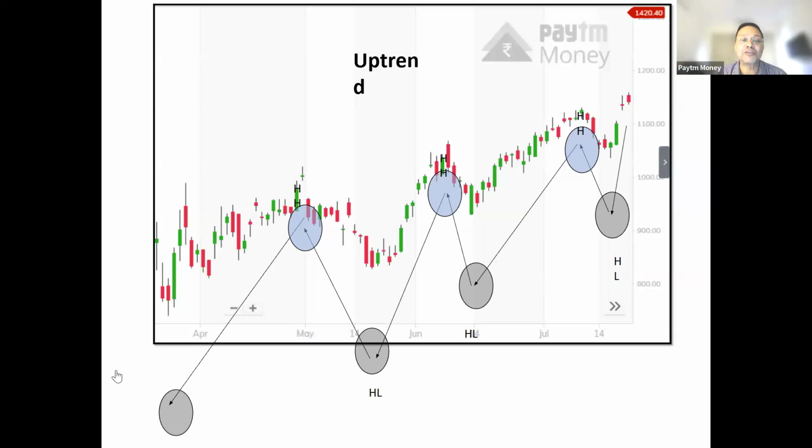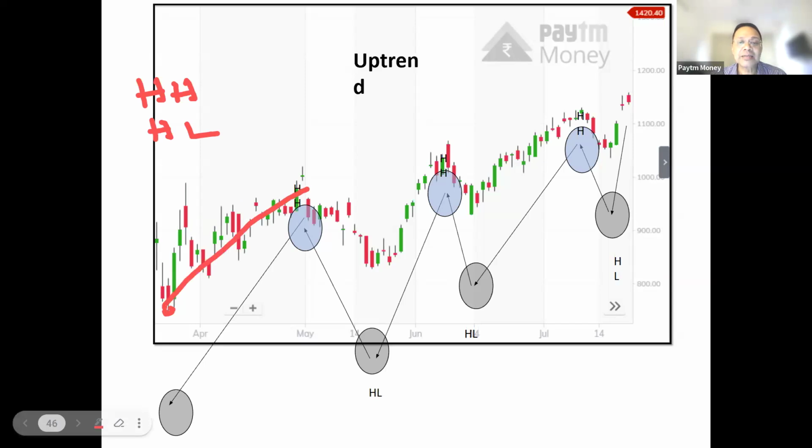What is a technical definition of an uptrend? The technical definition of an uptrend is higher high and higher low. See, this is a low. It made a high. Let's say this is a high. Then it came here, low. Then again it makes a high. It came to a low. It makes a high again, right? This is a low and it goes up.